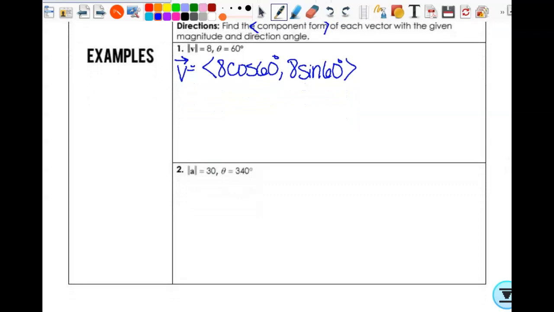All right, so we write that down because we still have to write down what we're doing. Then we can actually calculate this. What is 60 degrees in radians? Pi thirds. What's the cosine of pi thirds? 1/2. So 8 times 1/2 is 4. The sine of pi thirds is square root of 3 over 2, multiply that by 8, and that'll give you 4 square roots of 3.